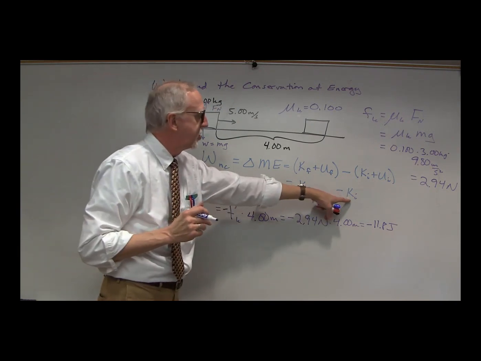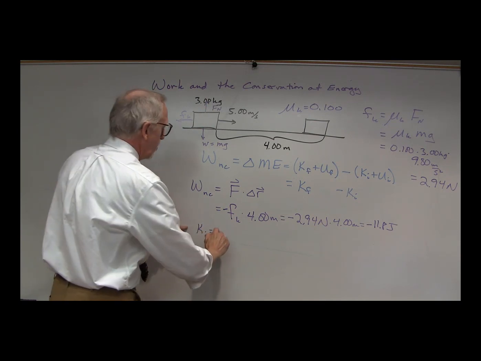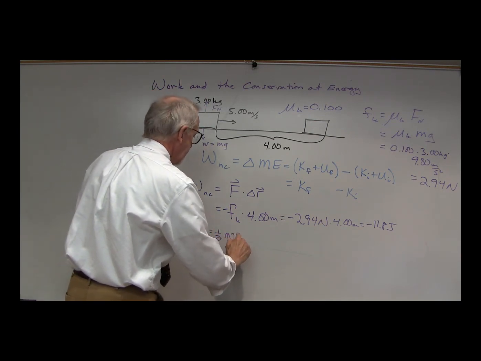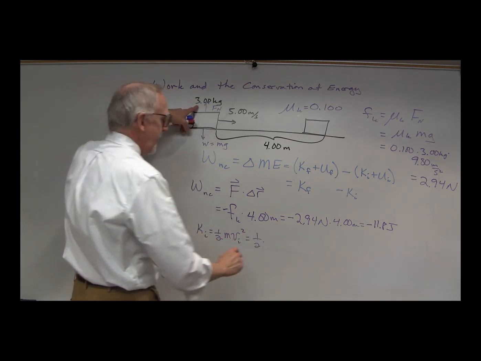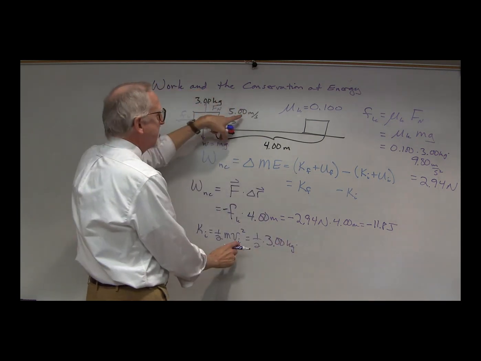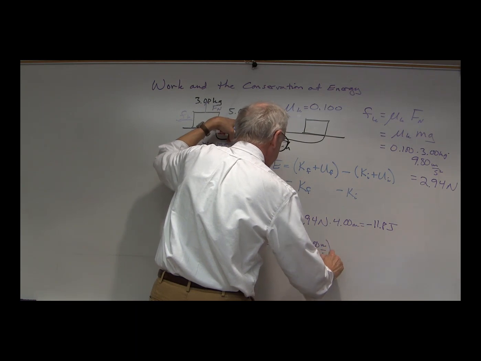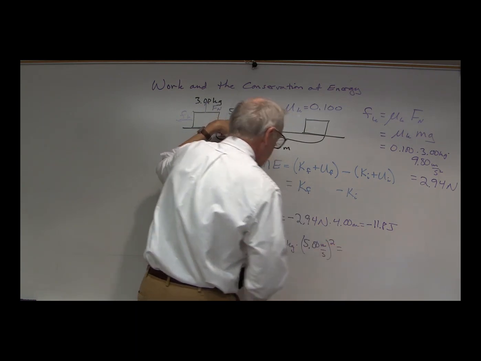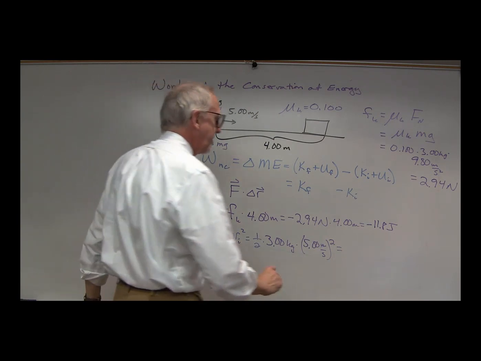Well, what is our initial kinetic energy? K initial is 1/2 m v initial squared, or 1/2 times m, 3 kilograms, times v initial, which is 5 meters per second, squared. 1/2 times 3 times 5 squared. We multiply that out and we get 37.5.